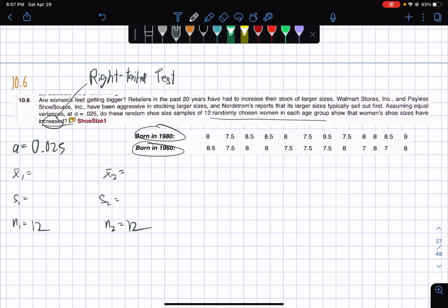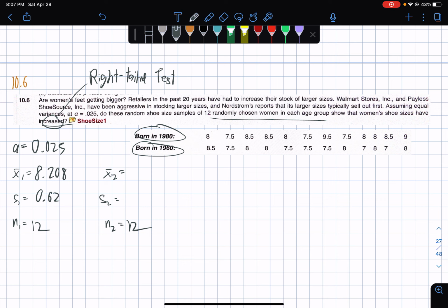Look for the average using the calculator, or you can solve it manually if we're given this kind of data. So 8, 7.5, 8.5, another 8.5, 8, 7.5, 9.5, 7.5, 8, 8, 8.5, and 9. The average is 8.208. We also have to calculate the standard deviation. That is 0.620, or 0.62.